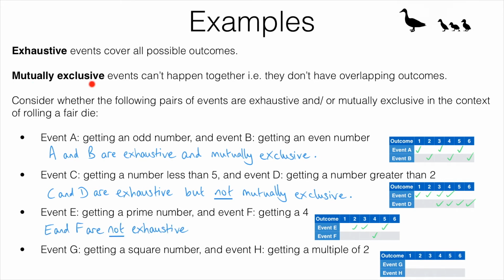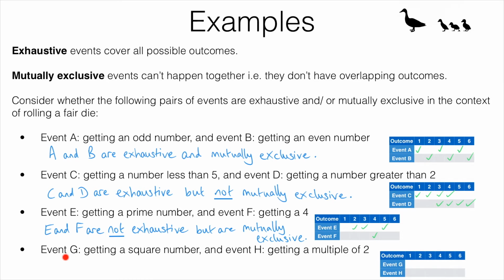Are they mutually exclusive? Yes, they are. Event E and event F can't happen at the same time because they don't have overlapping options. You can't get a prime number and a 4 at the same time. Therefore, they are mutually exclusive.